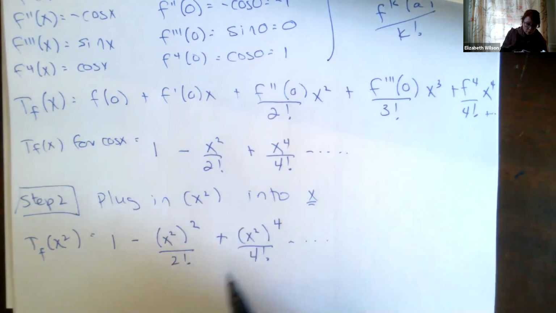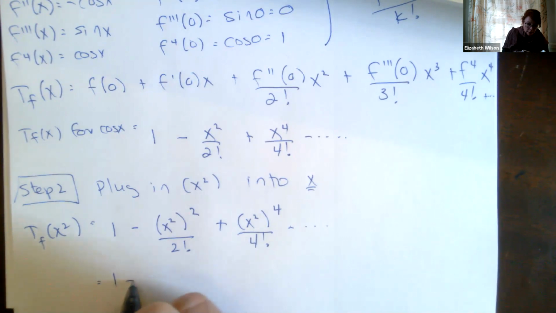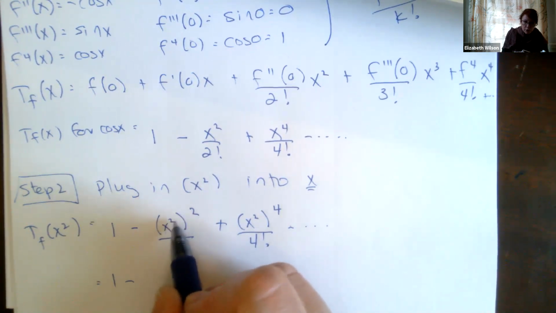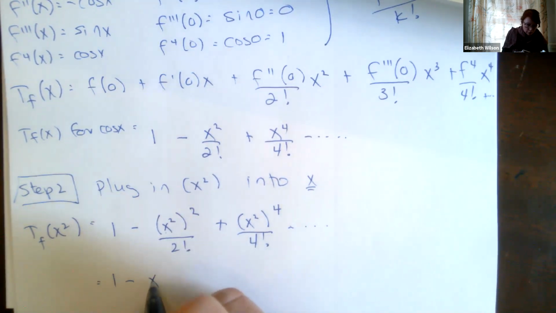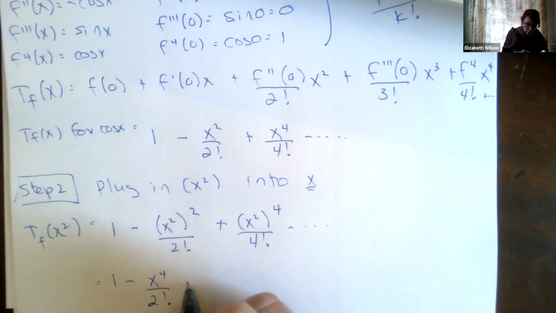Okay, so let's multiply this out. So this is going to be 1 minus x squared squared. My rules of exponents are I multiply these together, so this becomes x to the 4th over 2 factorial, plus x squared to the 4th, x to the 8th.